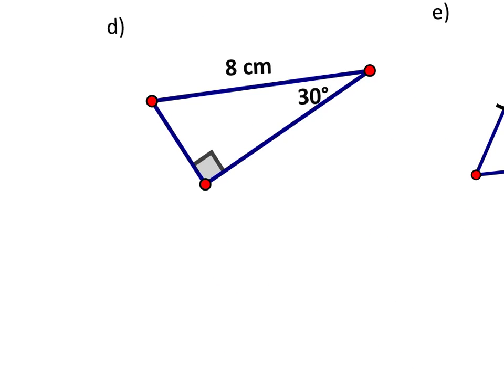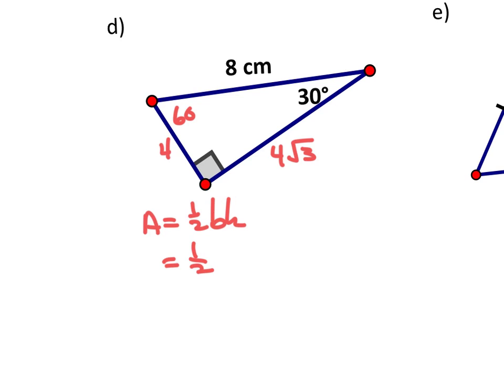In this problem, we're finding the area of the triangle. We could find the dimensions using SOHCAHTOA, but it'd be faster to use the 30, 60, 90 triangle. So our long is 8, which means that our short is half of that. That's 4, and our medium is 4 radical 3. So that means area of the triangle is 1/2 base times height. So it's 1/2 times 4 radical 3 times 4.